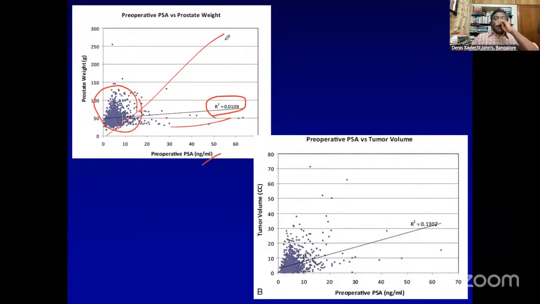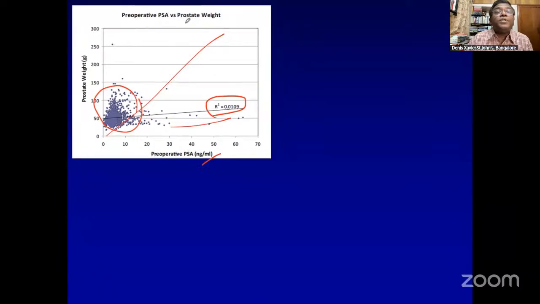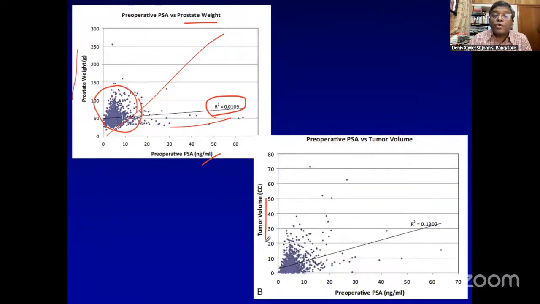Okay, right. Now this is preoperative PSA. Oh, this is versus prostate weight. This is prostate weight and this is PSA. And here this is tumor volume. Do you see the slope of this line? A little more acute here. So R squared is 0.13. And this is what we saw. This is tumor volume to preoperative PSA.